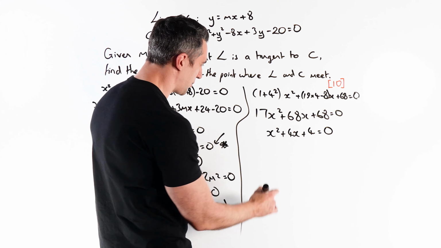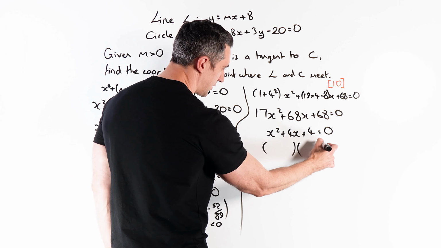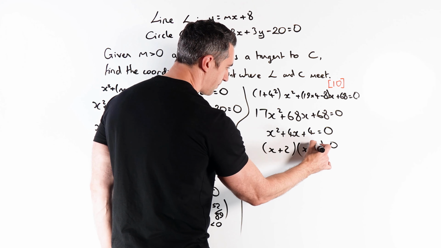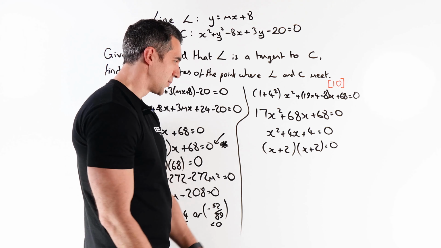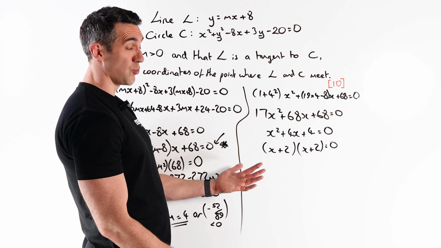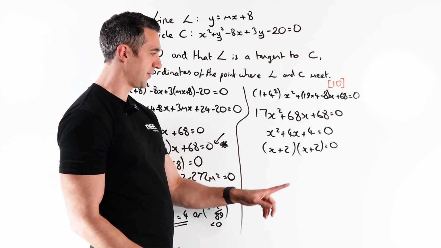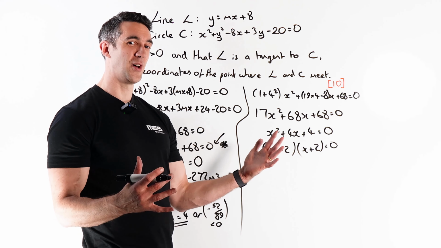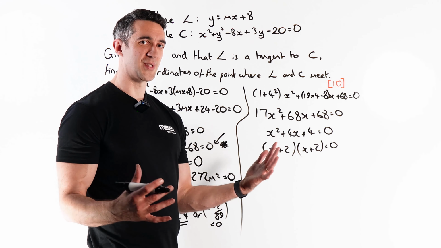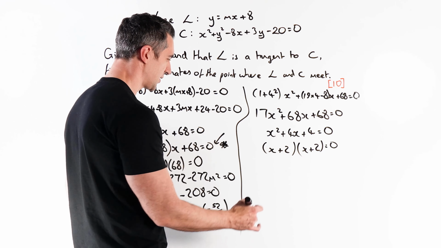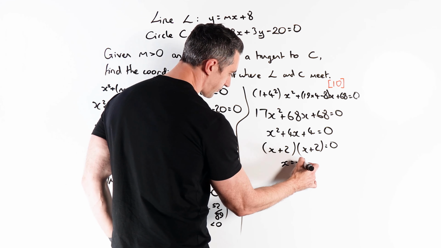Don't need a calculator for this one. So this one's going to factorize. We've got x plus 2, x plus 2, which means we get one solution. Now remember, we were only expecting one solution. Glad that's worked out all right, because we knew it was going to be a tangent. If I had two different values for x where the line and the circle met, we'd have just hit a massive brick wall. So I think we're good, because we've got one answer. So we know x is minus 2.